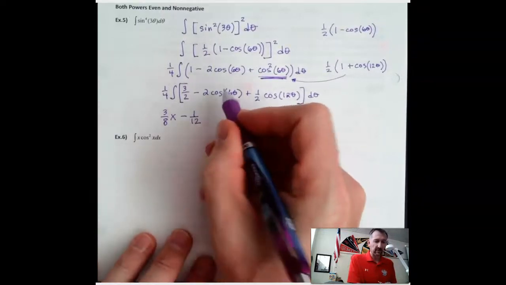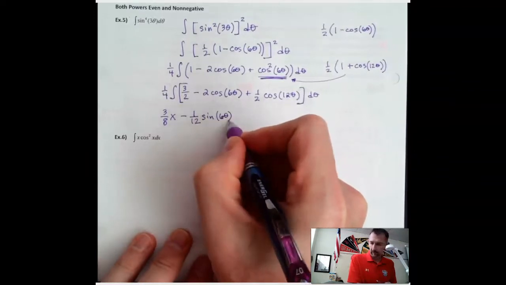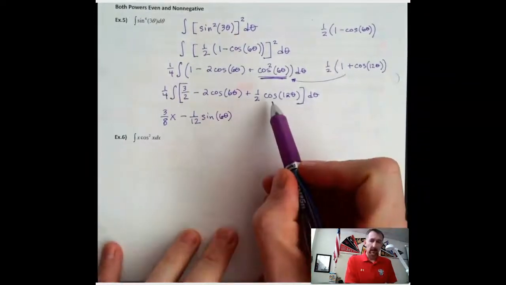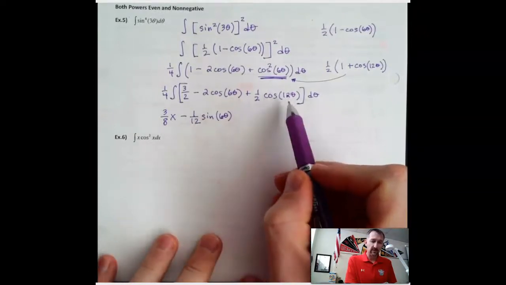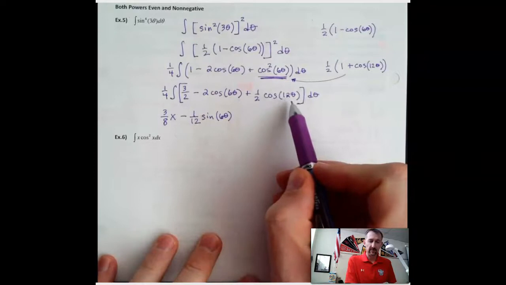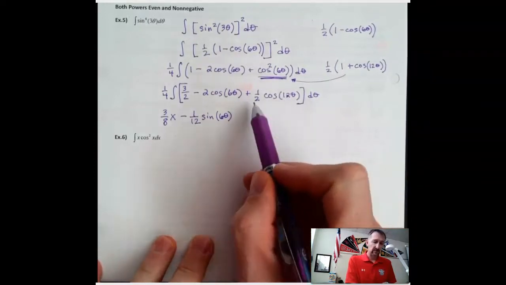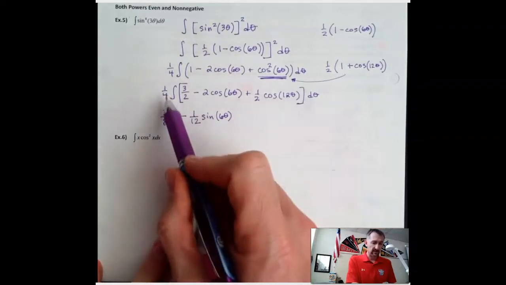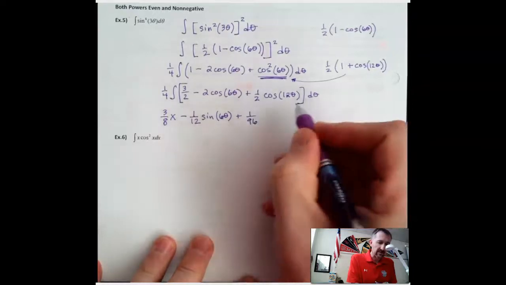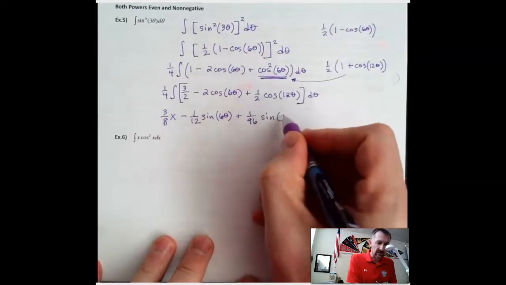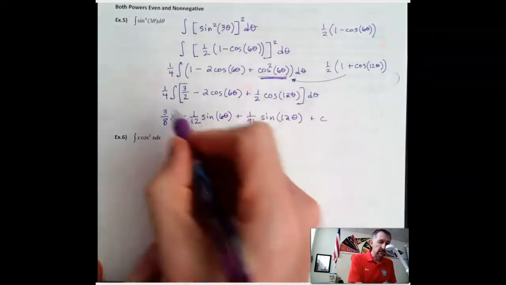And then integrating cosine, we get sine. And then here, when we integrate this, we're going to get sine also, and then the u would be 12 theta, so the du would give 1/12, so that's 1/24, and then times 1/4 is 1/96. So that's going to be 1/96 sine 12 theta plus c.